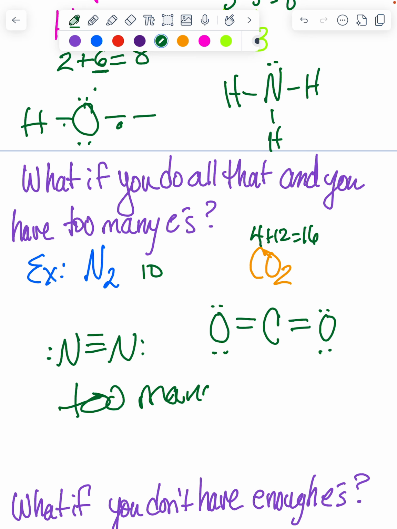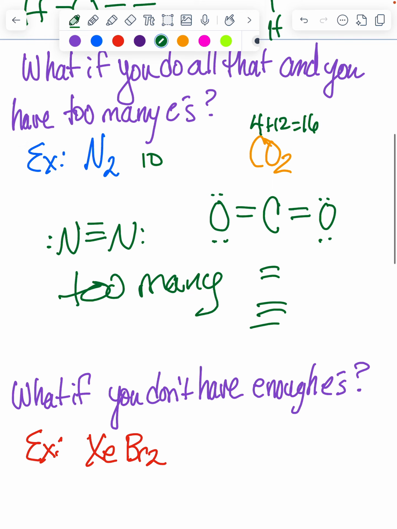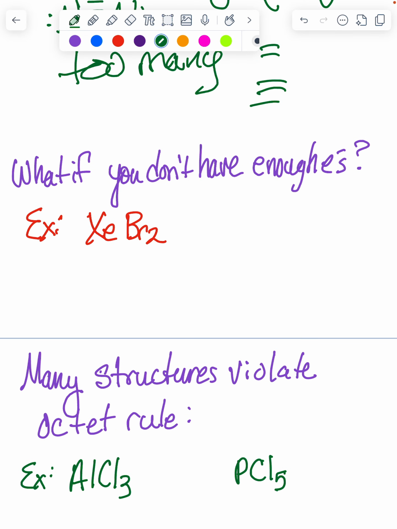you're going to make either a double bond or a triple bond, or both, or whatever. What if you don't have enough electrons? So let me show you on this one. Xe is 8. I know, I've always said the noble gases don't do anything. I lied. And then each bromine is 7, so that's 14, and you're going to get 22.